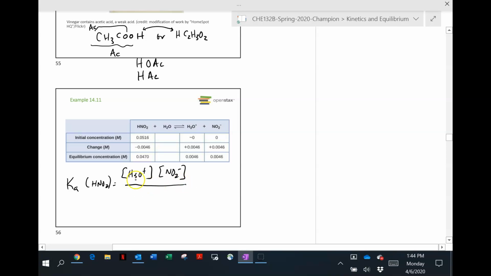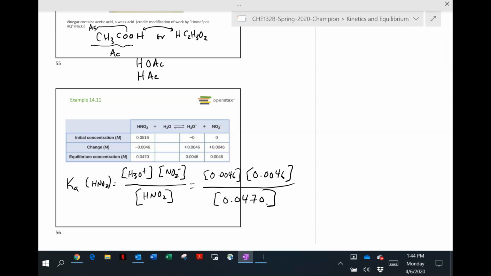NO2 minus is nitrite. That's a 3 there. And then on the bottom we'll have the nitrous acid concentration. Those values are just given to us down here. So 0.0046 times 0.0046 divided by 0.0470, and if we plug those into the calculator, we should be able to get a value.